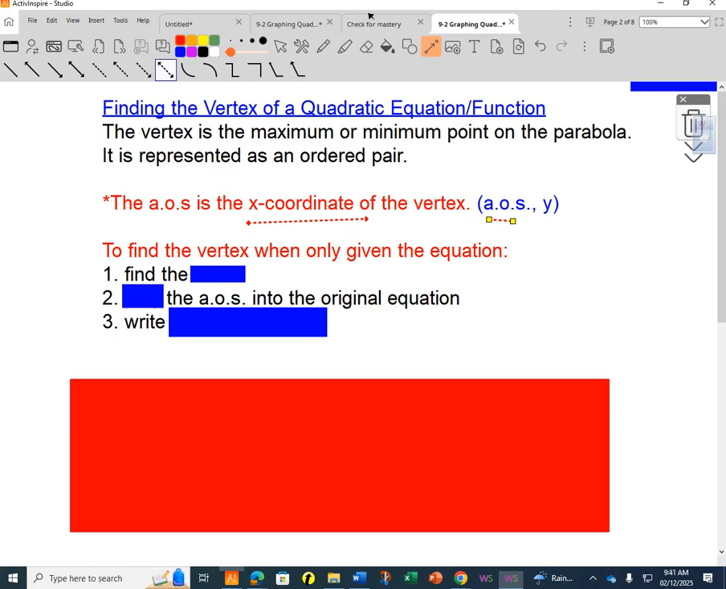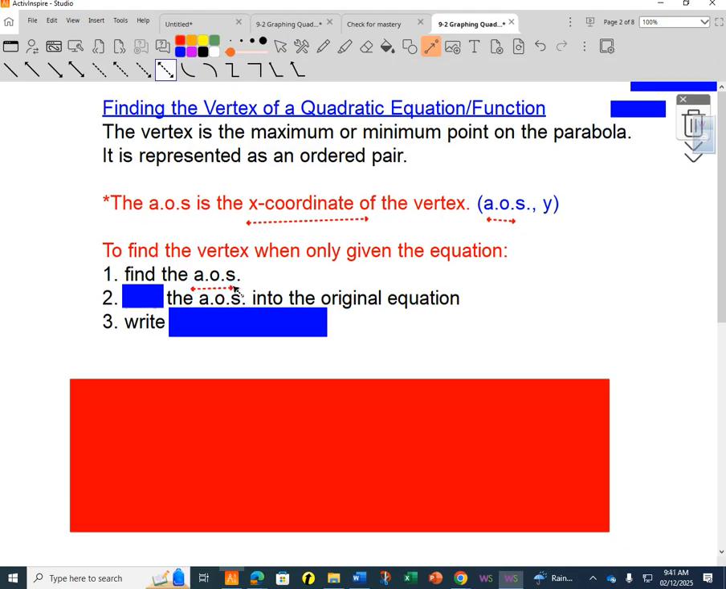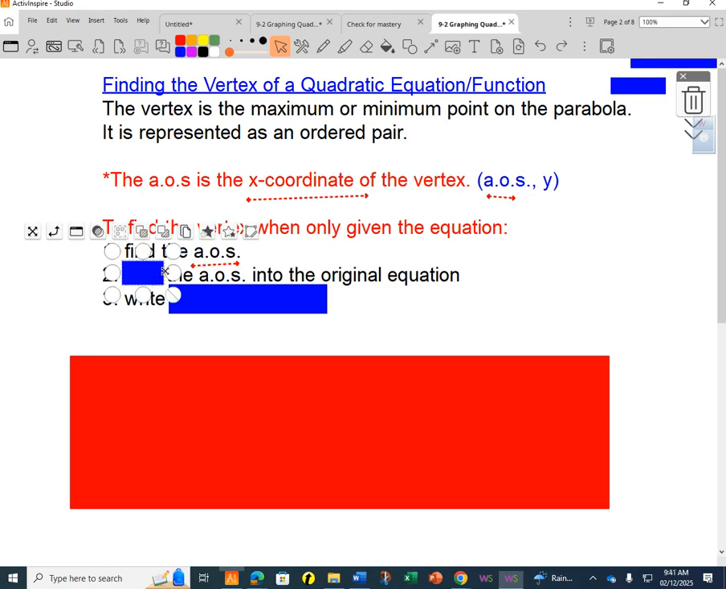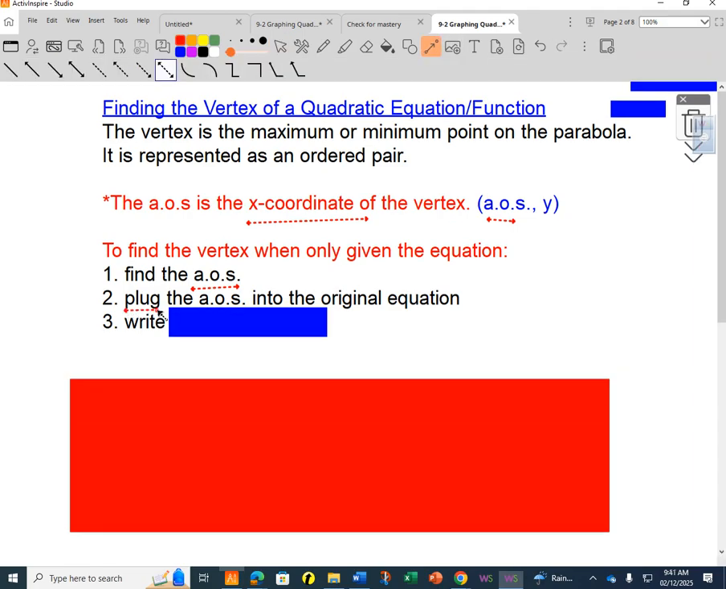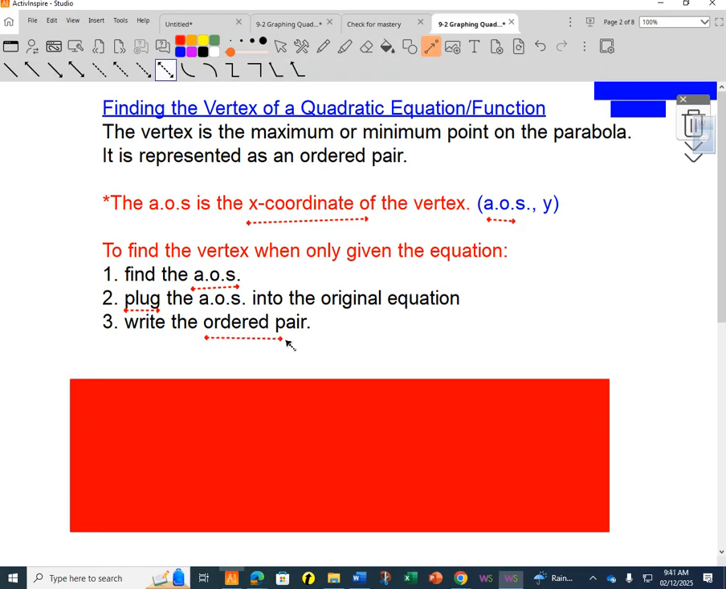So, to find the vertex, and this is when you're only given the equation, not a graph, because if you're given the graph, it's easy to look on there and see. We're going to find the AOS. Remember, the AOS is the axis of symmetry. And then we're going to plug that AOS into the original equation. And then we're going to make sure we write that ordered pair.